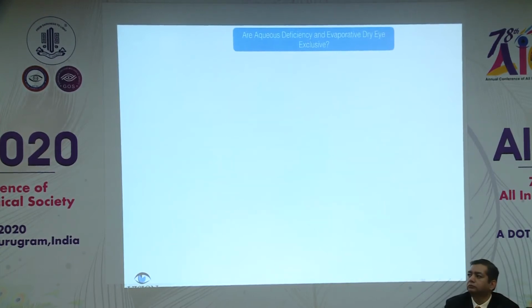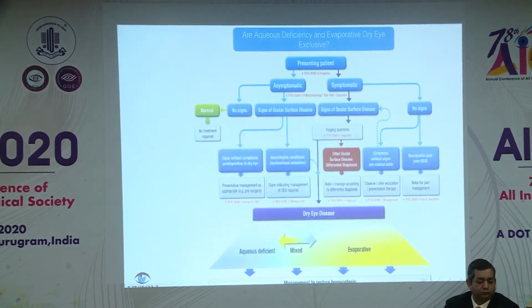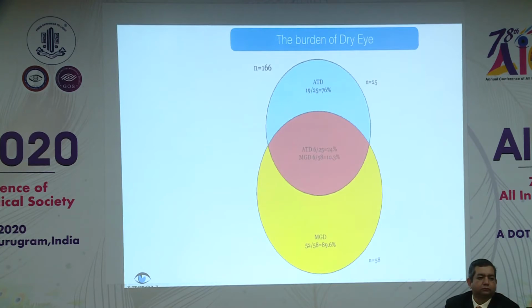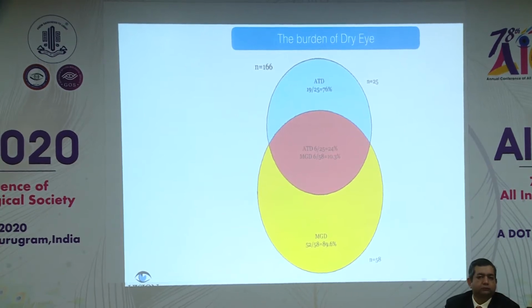What is important is that the recent TFOS DEWS 2 classification has stressed that it's not just distinct aqueous deficient and evaporative entities. There is also a good amount of overlap, and a good number of individuals suffer from mixed dry eye. And 60% of the patients that we see in our clinics with dry eye are those having evaporative dry eye secondary to MGD, and about 10% of them have a mixed component.